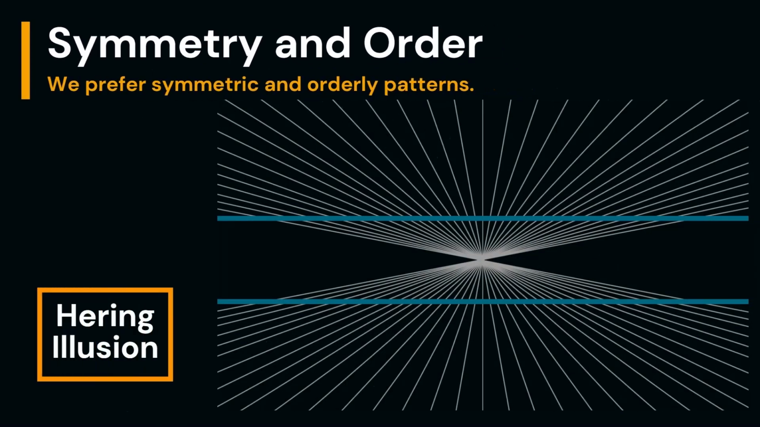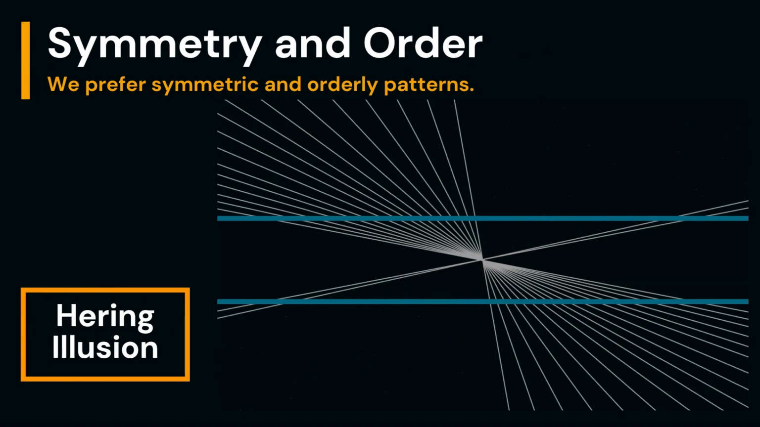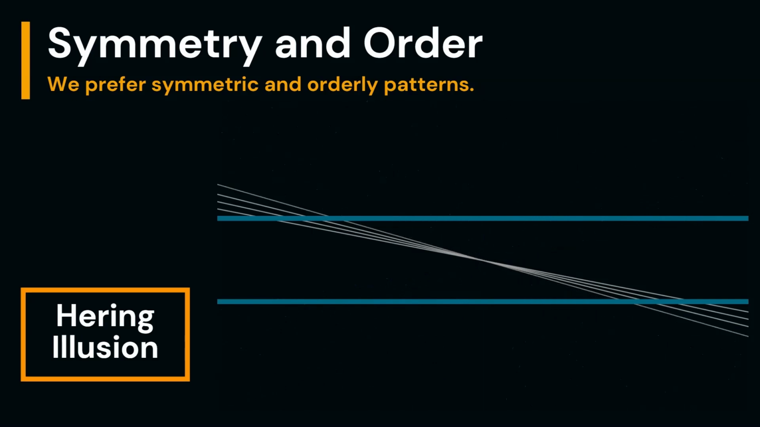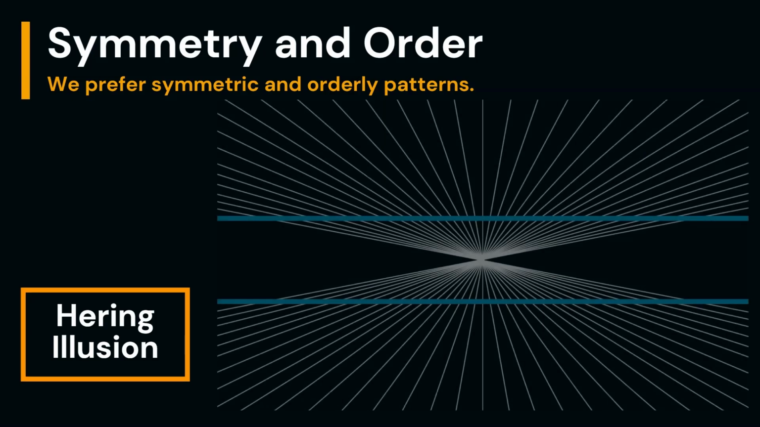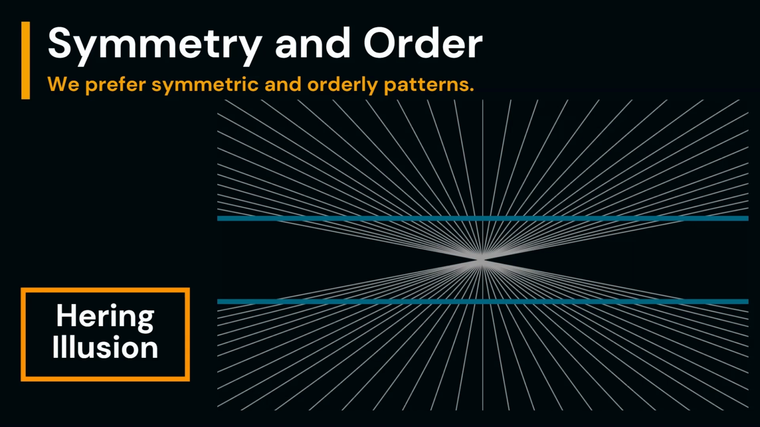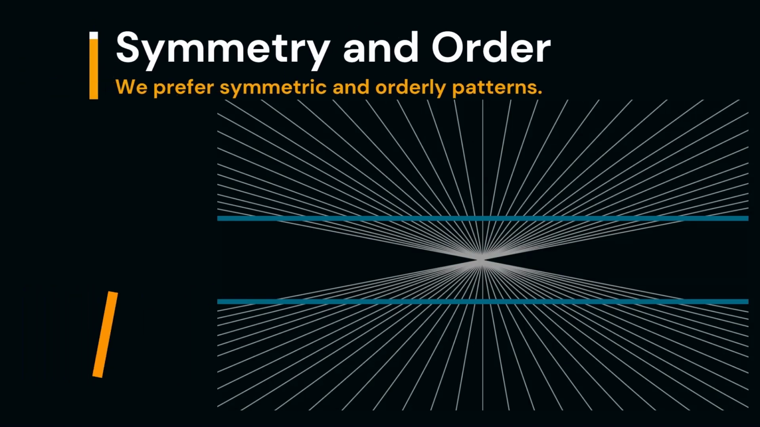This optical illusion illustrates the Gestalt principle of symmetry and order. Do you think that the blue lines are parallel? Despite the parallel lines being actually straight and parallel, they appear to be bowed or curved outward, creating the illusion of asymmetry and disorder in the image. This distortion of straight lines into curves disrupts the sense of symmetry and order in the pattern, highlighting how our brains tend to perceive and favor symmetric and orderly arrangements.